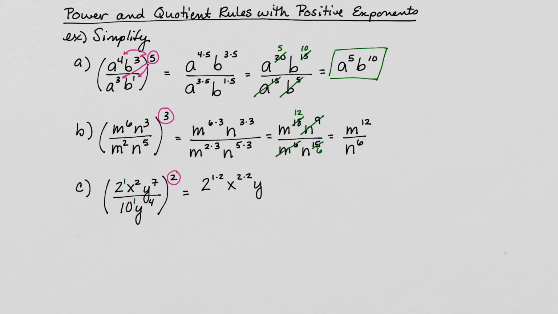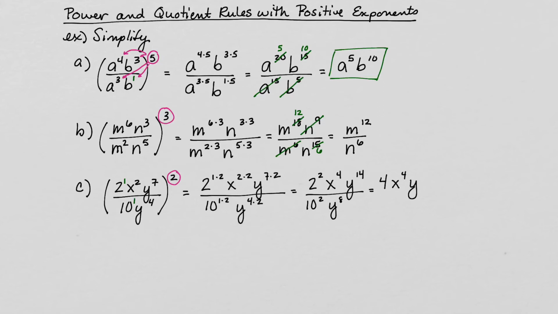So it's going to be 2 to the 1 times 2, x to the 2 times 2, y to the 7 times 2, divided by 10 to the 1 times 2, y to the 4 times 2. So 2 squared, x to the 4th, y to the 14th, divided by 10 squared, y to the 8th. And again, if I work out what 2 squared is, 4. So I have 4x to the 4th, y to the 14th, divided by 100 y to the 8th.